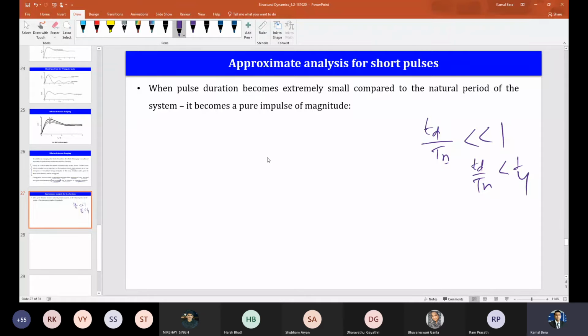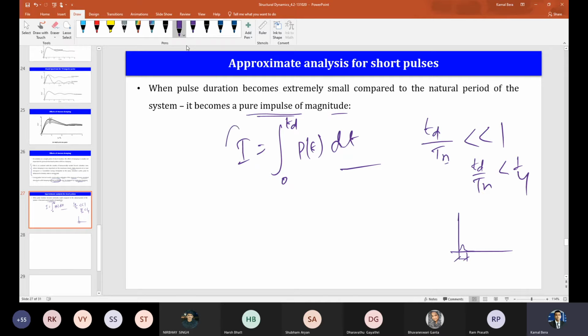Pure impulse of what magnitude? That is, I, the impulse magnitude, equal to the integral of P(t) dt from 0 to Td. Correct? That is the magnitude of the impulse, the area under the curve. Because there will not be an exactly triangular shape; those are idealizations. So let's say a very short pulse of something arbitrary like this, but of very short duration. Then I can find the impulse, that is the area under this curve, and I can consider that pulse loading as a pure impulse loading.